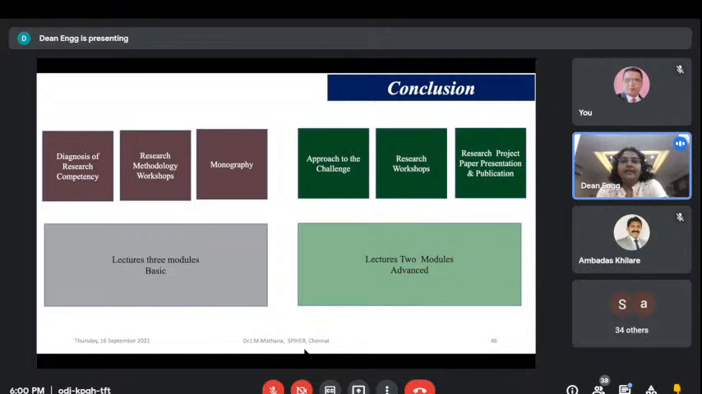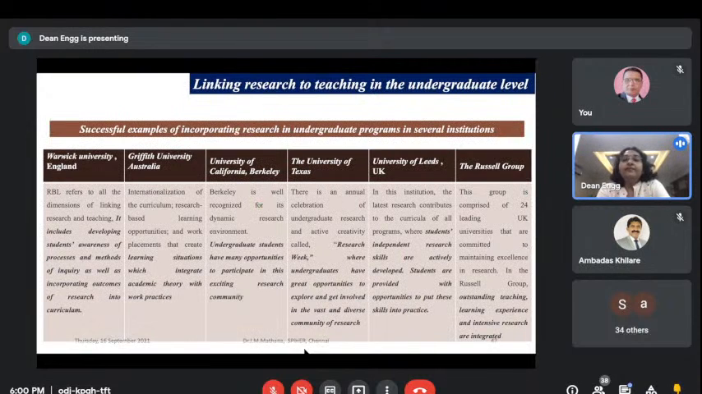So, I hope that, my dear faculty members, you understand. These are a few examples where research was successfully linked in the curriculum by Warwick University, England; Griffith University, Australia; then the University of California also implemented it, the University of Texas, the University of Leeds in the UK, the Russell Group. I gave a few examples. I hope that in our country also, we will implement research in the curriculum at the undergraduate level.